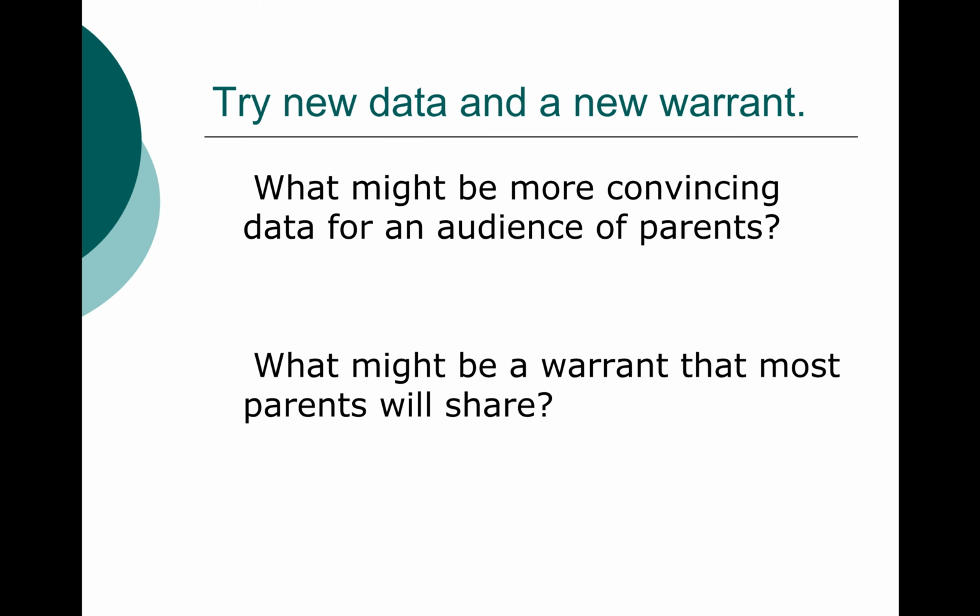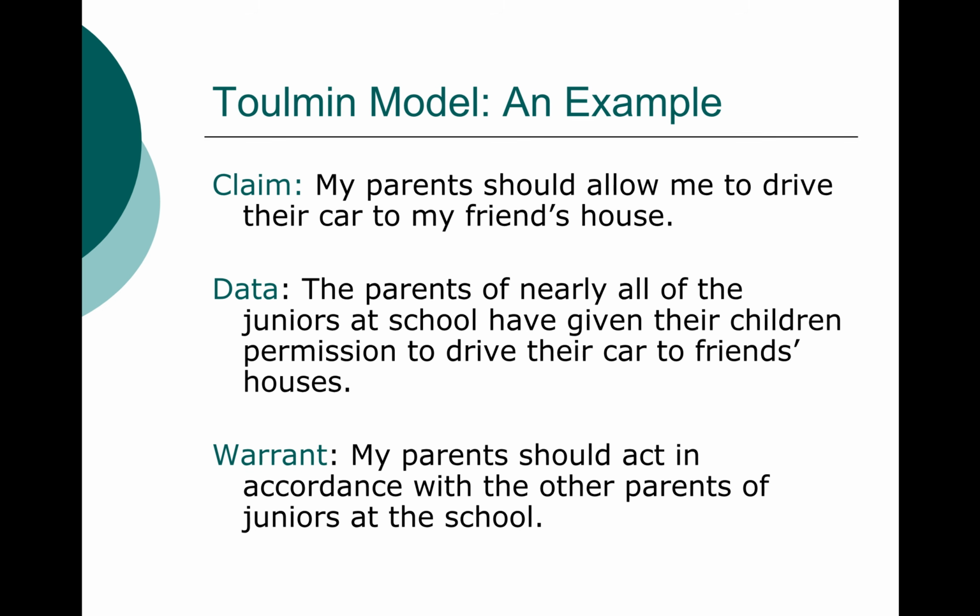So a more convincing data, which is the second thing here: instead of saying the parents of nearly all the juniors at school have given their children permission, you could say something like, my parents should allow me to drive their car to my friend's house because I'm responsible and I will be home at my curfew. And your warrant would be that implicit thing that you're trying to argue: my parents should trust me because I'm responsible. My parents should trust me with this because I can be home by my curfew or whatever.